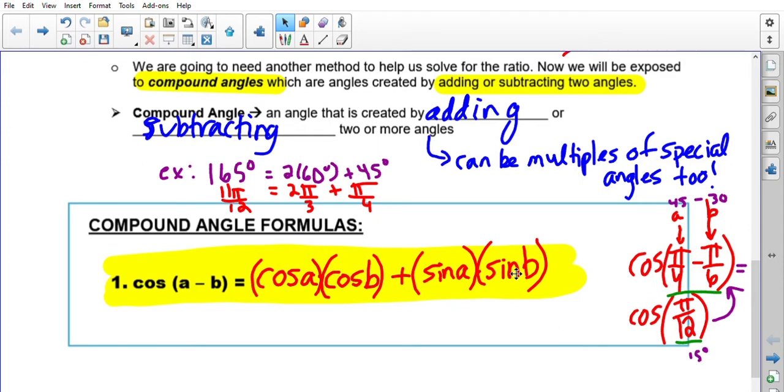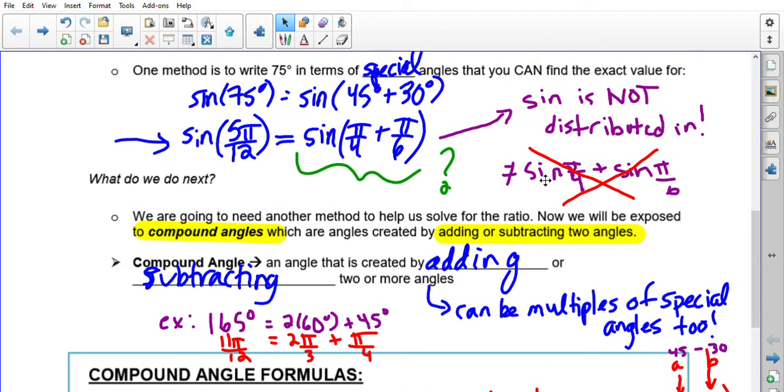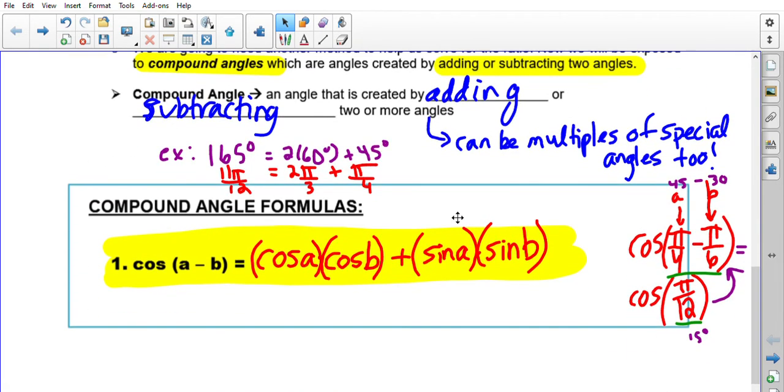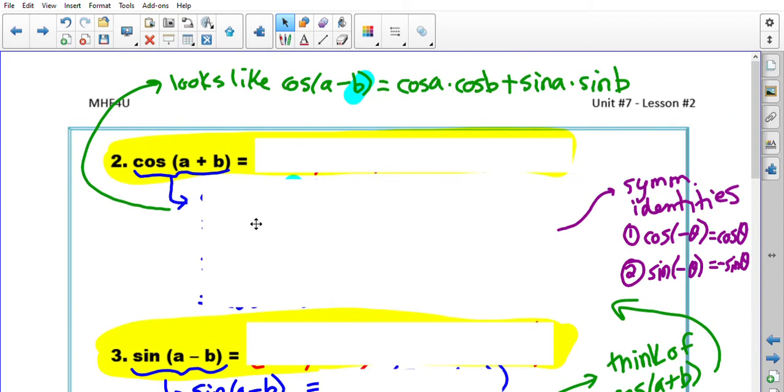So notice that is not the same as what our natural instincts are to think up here, that we distribute sine in, and that's not the case. If you do that, you will get the wrong answer. So you have to use this formula, where A is the first angle, B is the one being subtracted. All right, let's turn to the next page.